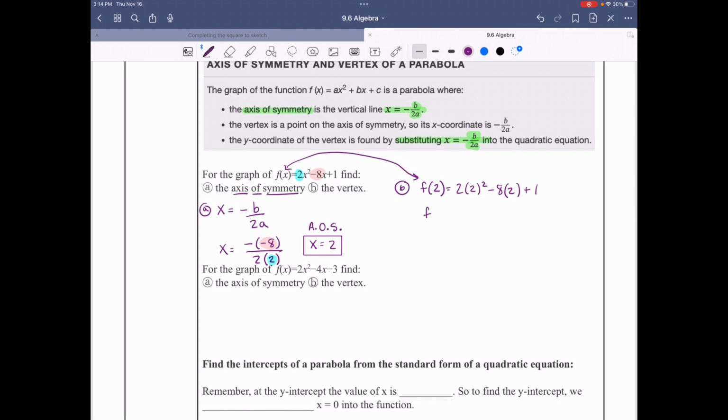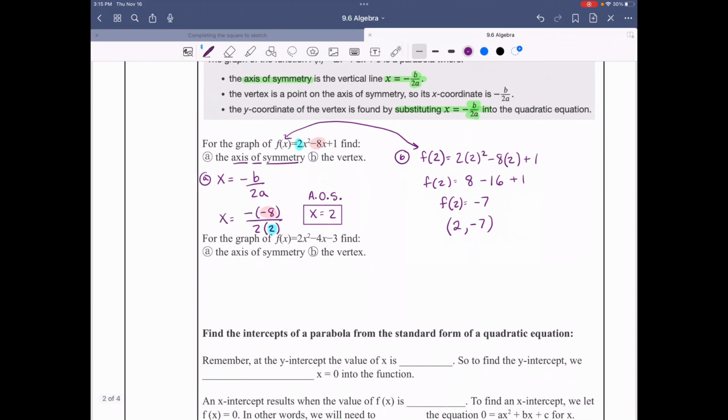All right, so f of 2 is equal to, simplifying this, we're going to do exponents first. 2 squared is 4. 4 times 2 is 8. Minus 8 times 2 is 16. Plus 1. Negative 8 plus 1 is negative 7. So f of 2 is equal to negative 7. And we just write that. The vertex is 2 comma negative 7.